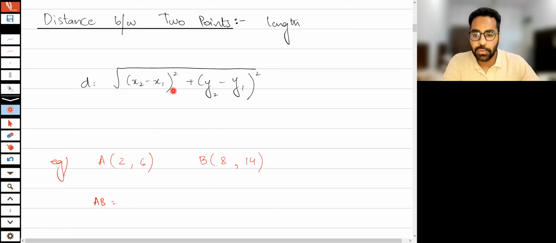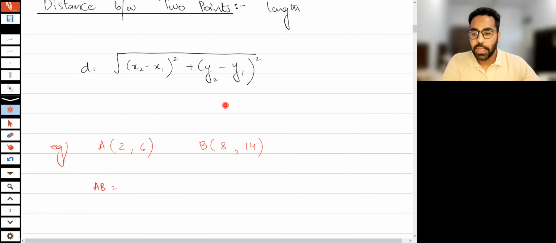Now, what do we mean by x2, x1, y2, y1? We have learned that in this position we have the x coordinate and in this position we have the y coordinate. And over here, similarly, this is the x coordinate and this is the y coordinate. So we can name this as x1 and this as y1. And this would be x2 and this would be y2. We can do the opposite as well. We can name this as x1, y1, and then this would become x2, y2.